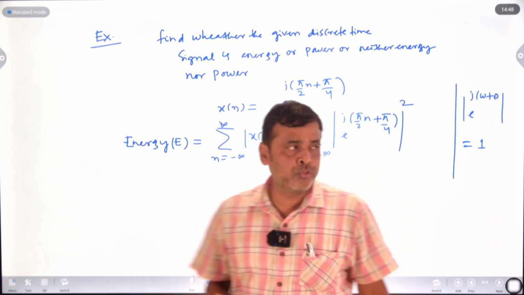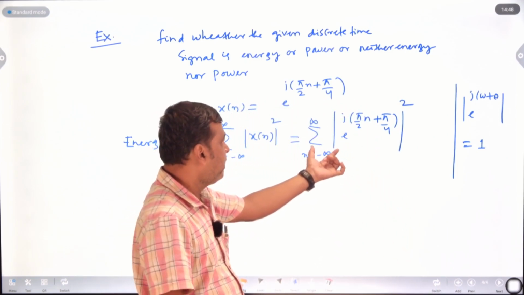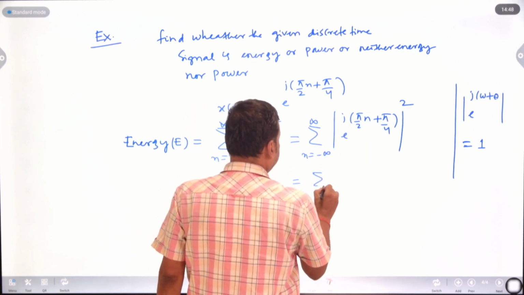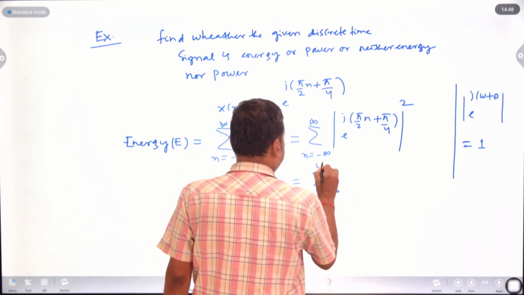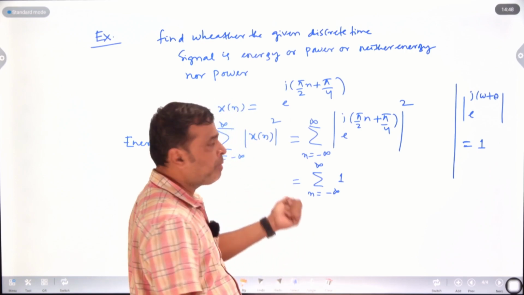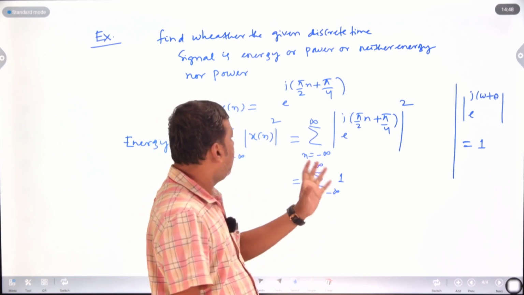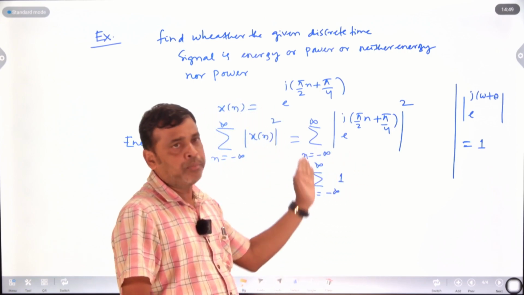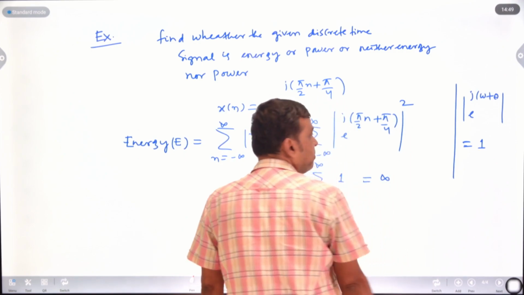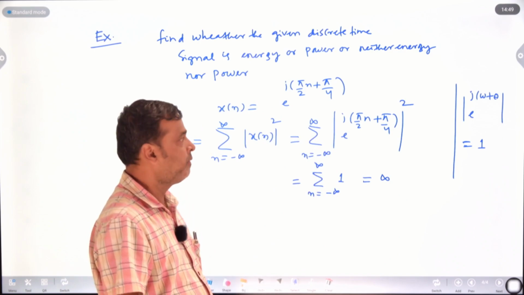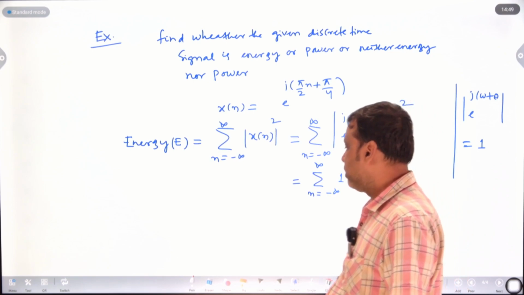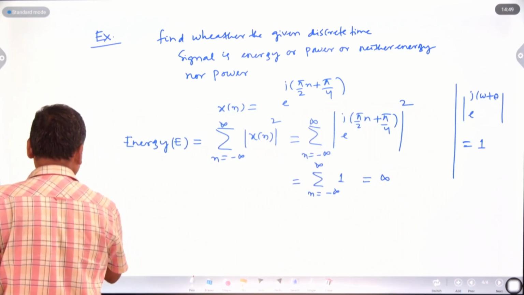The absolute value of this discrete signal x of n is 1. So we have the sum for n equal to minus infinity to infinity of 1. What does it mean? Is the energy finite or infinite? If we count 1 plus 1 plus 1 plus, infinite times, the value will be infinite. Here the energy comes out infinite. Then we will check whether the signal is a power signal or not, using the power formula.